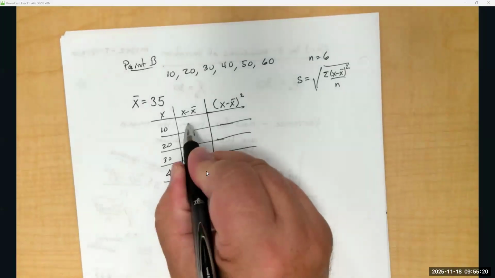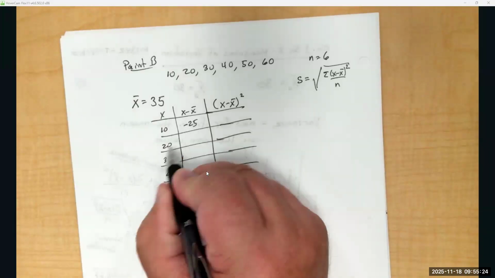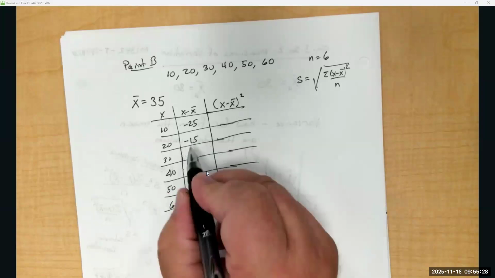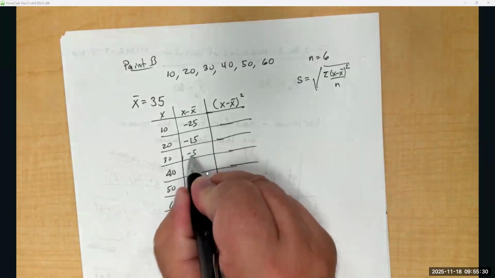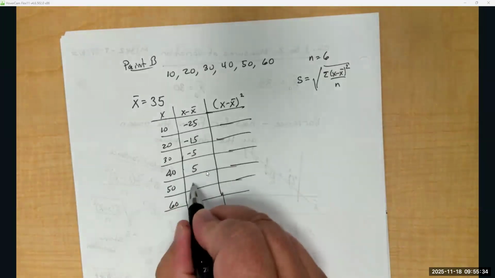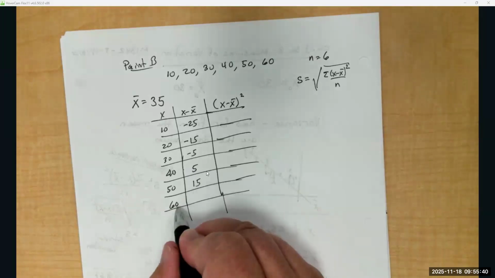Okay, so what's 10 minus 35? What's 20 minus 35? 30 minus 35. 40 minus 35. 50 minus 35. 60 minus 35.